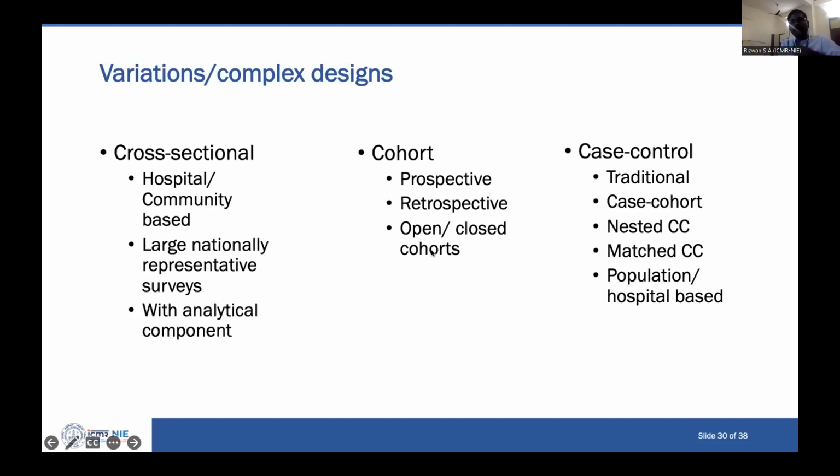A cohort study can be either prospective or retrospective, and there can be open or closed cohorts. These are minor variations of cohort studies, which I would request you to go back and read in a standard textbook. Case control studies have many variations. There is the traditional one which we discussed in this slide, the case cohort study, nested case control study, and matched case control study. Case control studies can also be either population based, where you do it in the community, or hospital based. So these are some of the variations or complications of these three basic study designs.